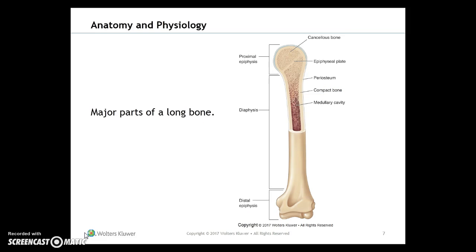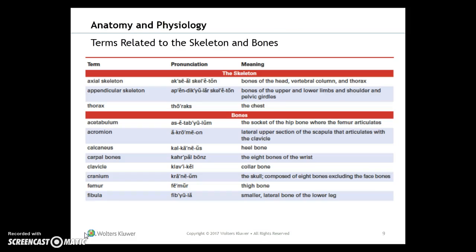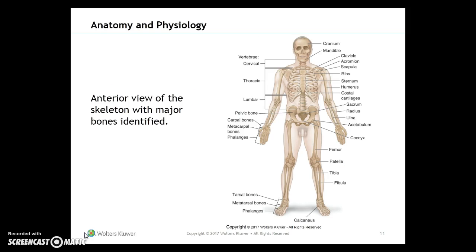Here is a diagram of the major parts of the bone, and what it's looking at is a long bone, and then it even breaks down the type of bone tissue. So here we can see the spongy bone making up most of this long bone where those arrows are, and then a thin layer of the compact bone is seen at the surface there. Again, review the terms related to the skeleton and the bones. Again, say them out loud. Use some of the resources and Stedmans for those so that you can practice speaking them and saying them.